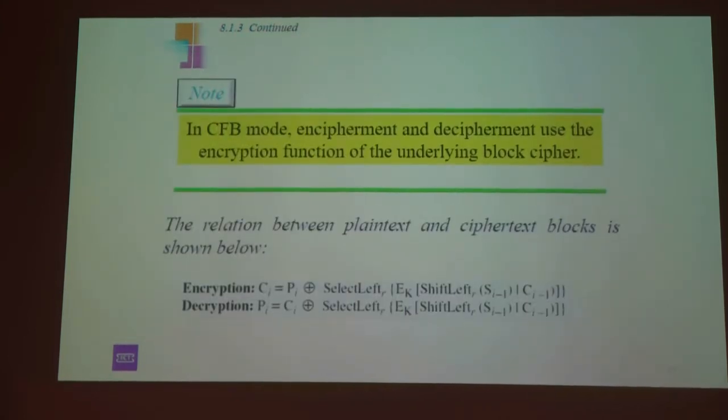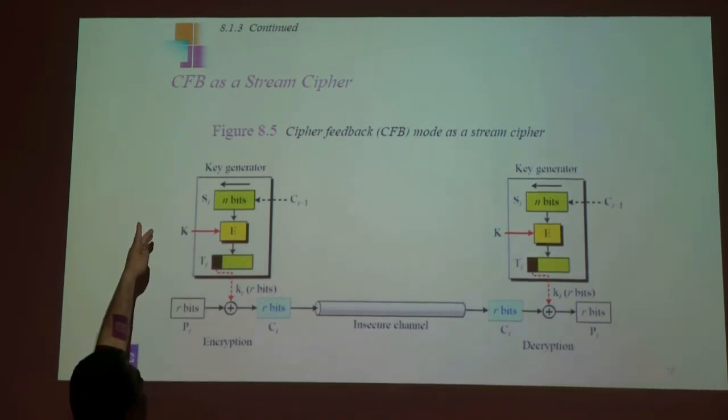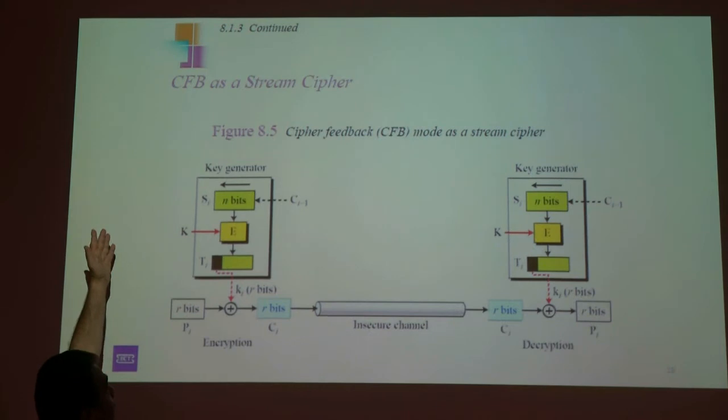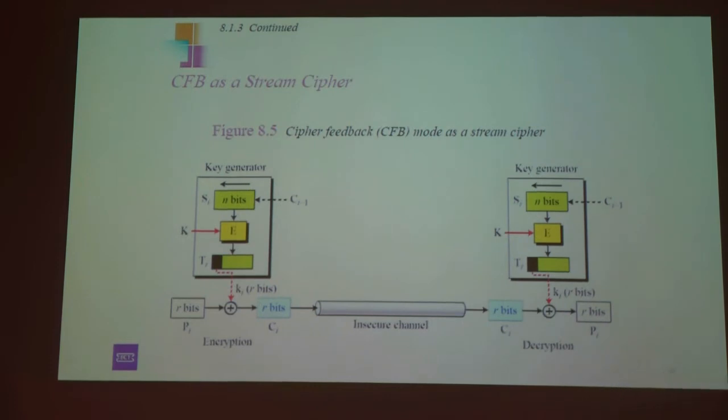All right, so in CFB mode, in cipherment and decipherment, we use the encryption function for the whole process. So that's exactly what will happen. Cipher feedback mode is a stream cipher, so it's used for stream ciphers, as you see in here. You start with the shift register, with IV and encryption, the data and key going until the end, and then the decryption.